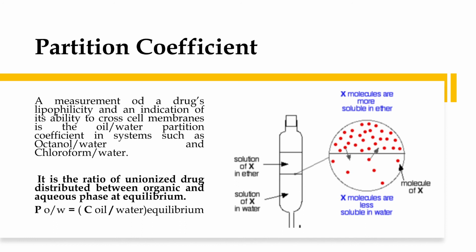Now this equilibrium is very important. It is the ratio of unionized drug distributed between the organic and aqueous phase at equilibrium. So when we say equilibrium, it is the concentration of the drug in the oil or in the water at the equilibrium.